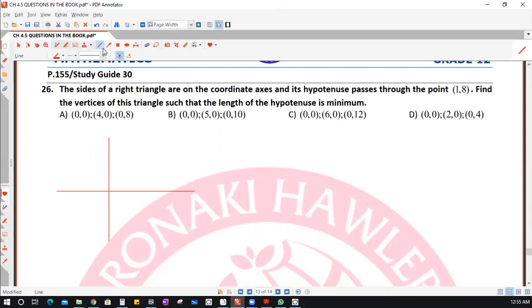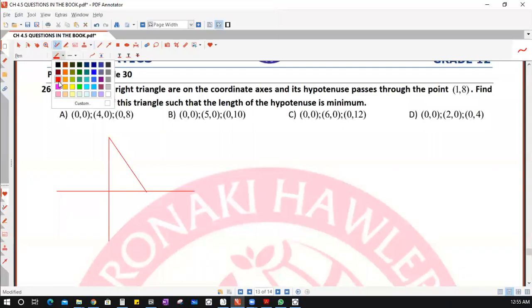The triangle must be in the first quadrant also. I am drawing a triangle in the first quadrant. Okay, this is our triangle. The question says that the hypotenuse of this triangle passes through the point (1, 8). Okay, and the question says find the vertices.